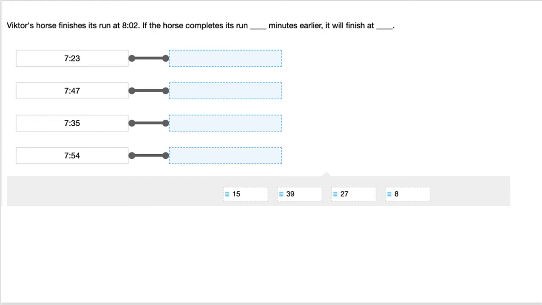Okay, now this one, there's 4 different questions to answer. Victor's horse finishes its run at 8:02. If the horse completes its run in blank minutes earlier, it will finish at what time? So we have to match the time to how many minutes earlier it is. So let's just start with these. 15 minutes before 8:02.